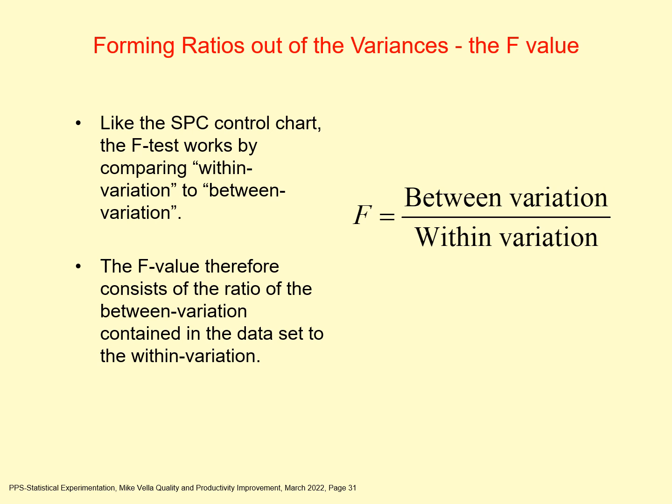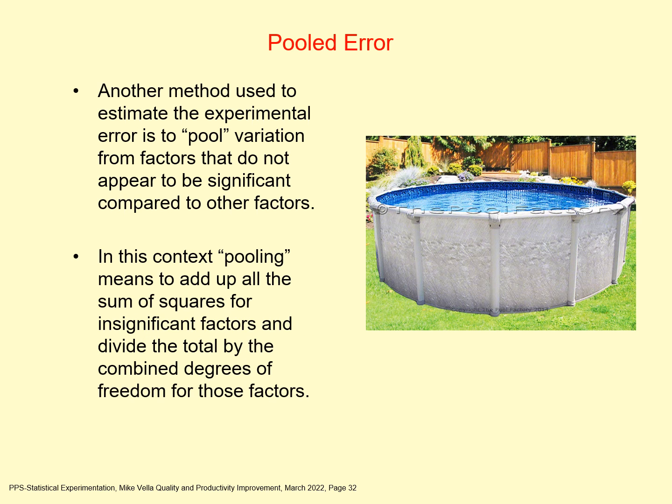So like the SPC control chart, the F-test works by comparing within variation to between variation. So again, the F ratio is a ratio of variances between and within. The F value therefore consists of the ratio of between variation contained in the data set to the within variation in the data set. So you remember in our particular experiment, we filled up all of the 7 columns with either factors or an interaction. So we didn't leave an empty column for us to determine our experimental error.